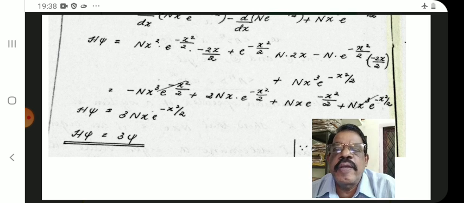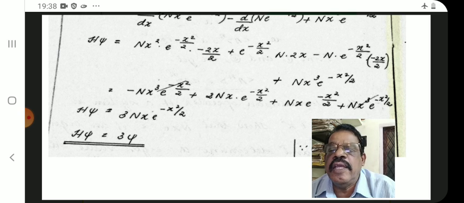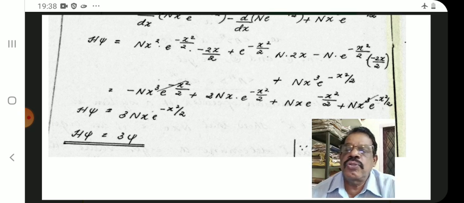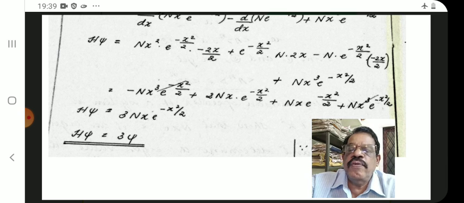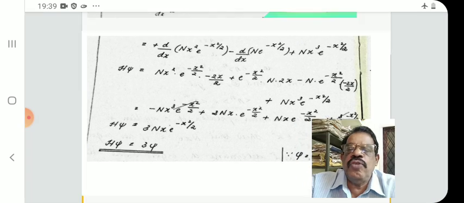So the remaining is only like terms. One is 2nx e raised to minus x square by 2, the other is nx e raised to minus x square by 2. The two terms are similar terms, so we can add them, and we get 3nx e raised to minus x square by 2. And you know nx e raised to minus x square by 2 is psi. So H psi is 3 psi. So 3 is the eigenvalue of the above function for the given operator H. 3 is the eigenvalue.